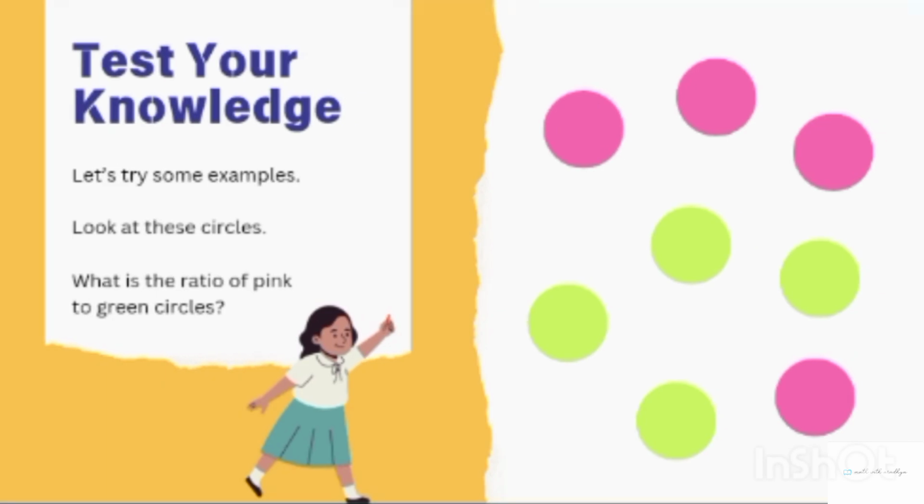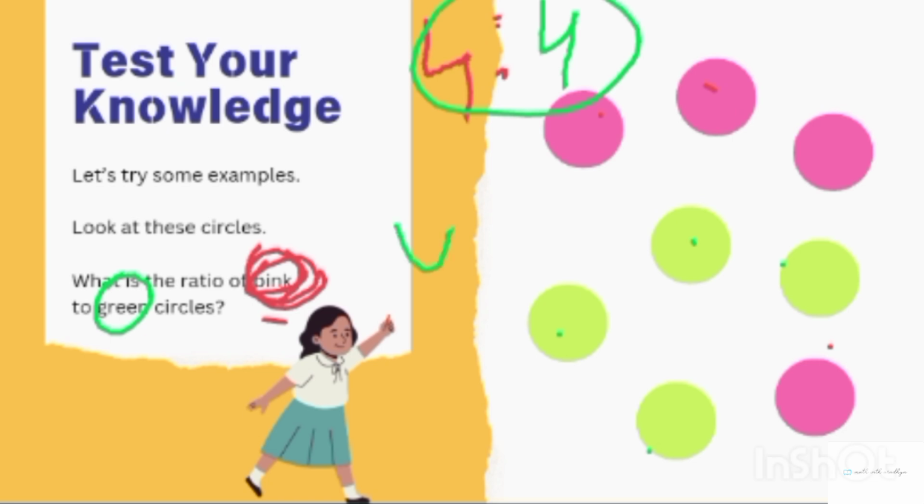Let's test our knowledge and try some examples. Look at these circles. Write the ratio of pink to green. They asked us for the ratio of pink to green, not green to pink. So first we count the number of pink circles, which are 1, 2, 3, 4. We write 4, then we put the ratio sign, and then green. The number of green we have is 4, so we write 4:4.